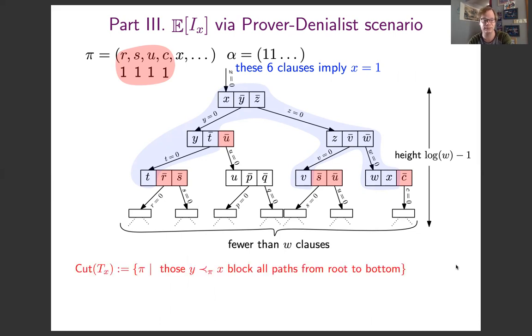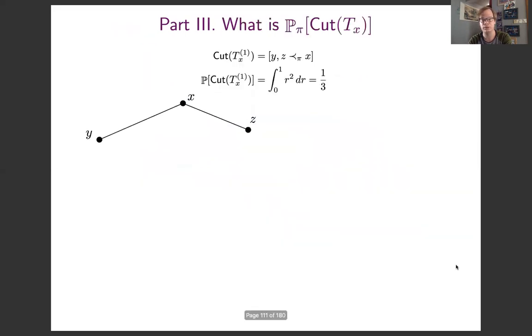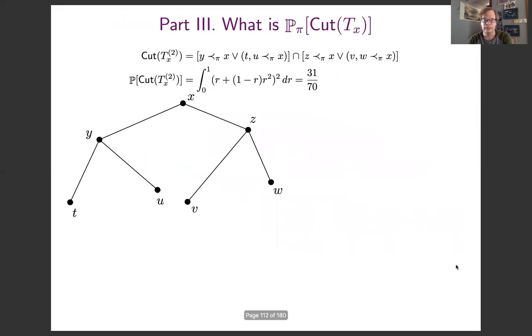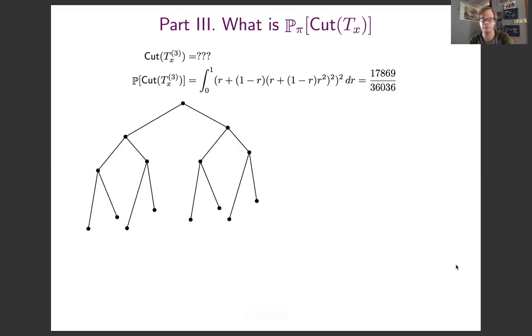So this motivates the definition of a cut. A cut is the set of all permutations where the red squares block all escape paths from root to bottom. And the lemma here is: if a cut happens, then you can infer x. So we have to find out the probability of a cut. If a tree has height 1, it's easy, right? Then the cut happens if x appears last. So this is 1/3. For this one, it's more difficult, but with a computer, we can calculate it. So it's 31/70. And if we go deeper and deeper, it grows.